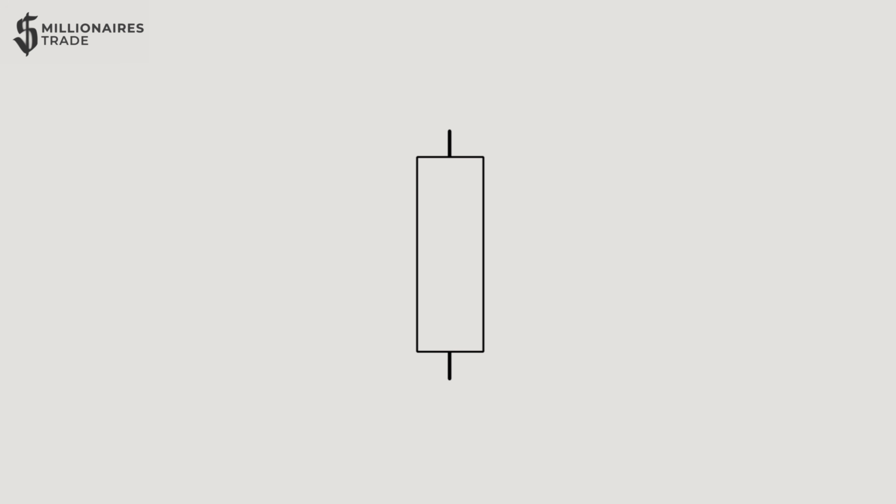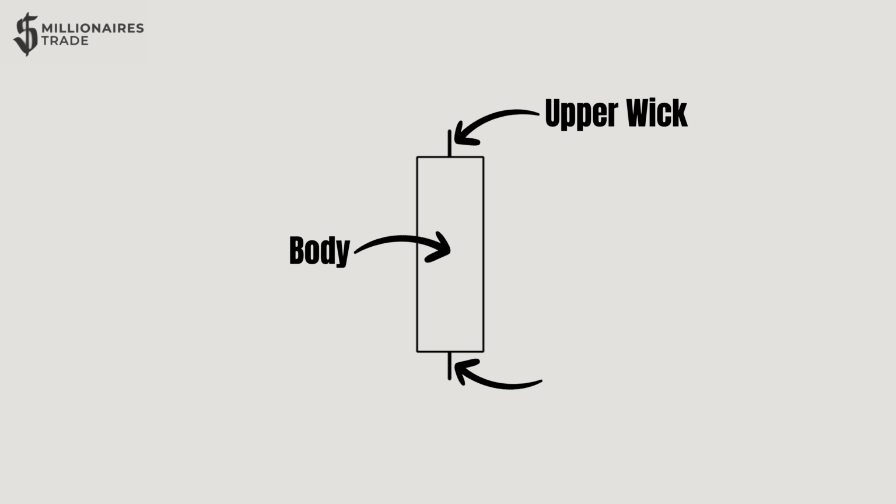This is a candlestick, and this part is the body of the candlestick. These are called wicks. This is the upper wick, which shows the highest price of that time period, and this is the lower wick, which shows the lowest price of that particular time period. Candlesticks are of two colors, green and red.